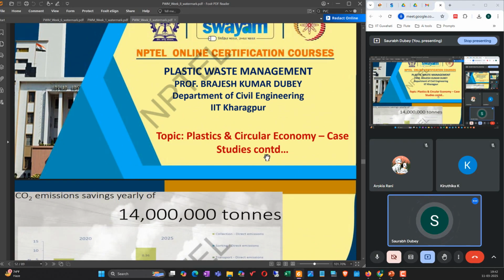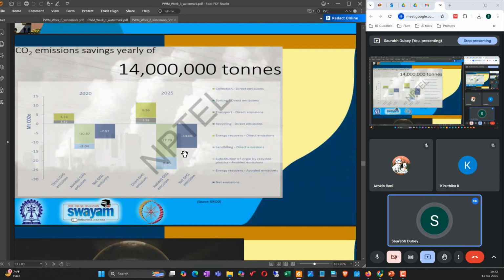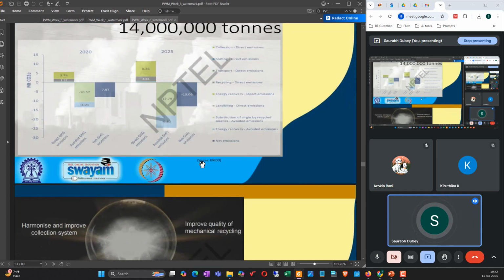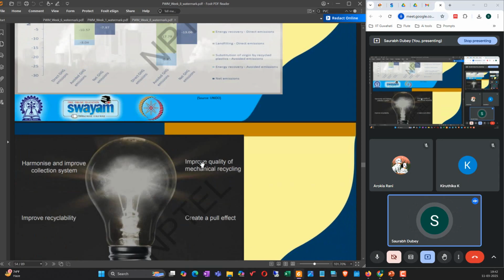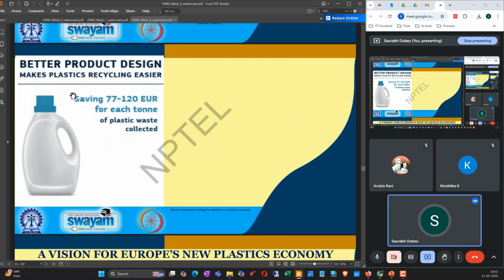And the last one is this plastic and circular economy case studies continued. So where this CO2 emission saving yearly is 14 lakh tons, right? That much part of greenhouse gases are being saved using this recyclability or this energy conversion of the waste. So it is actually helping in improving quality of mechanical recycling. So overall, this recycling is actually helping the nation, right?